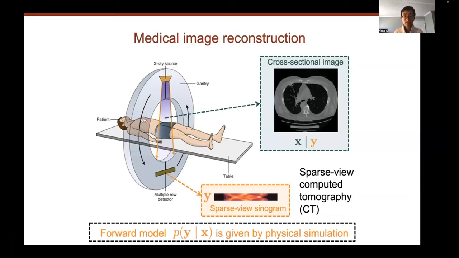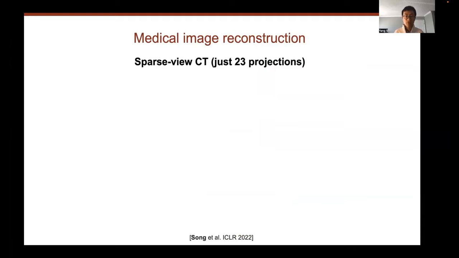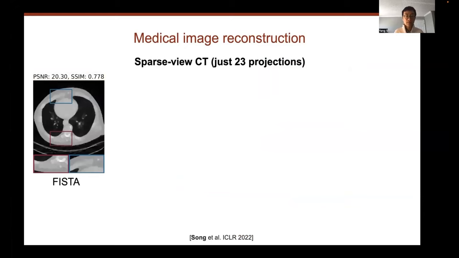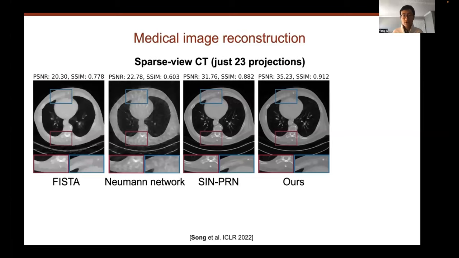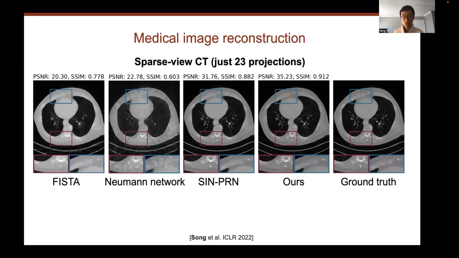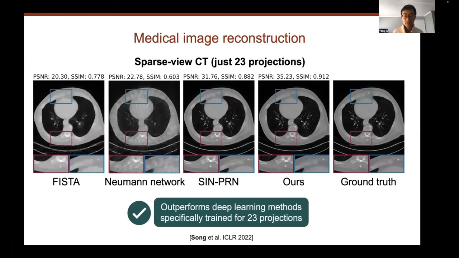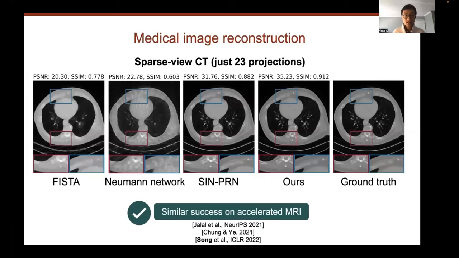And we can apply this score-based approach on several real CT datasets. We consider only 23 projections. In this case, unconditional approaches will generate blurry images, and there are improved approaches based on deep learning methods which require supervised training, and give better results. This is our result. So our approach is a fully generative approach. It does not require a paired dataset for training, but both qualitatively and quantitatively, we can achieve better performance, better quality. And this is surprisingly exciting because our model is not coupled to a particular forward model. This means we can change the settings at test time without retraining the model. And similar success has been observed on magnetic resonance imaging as well.